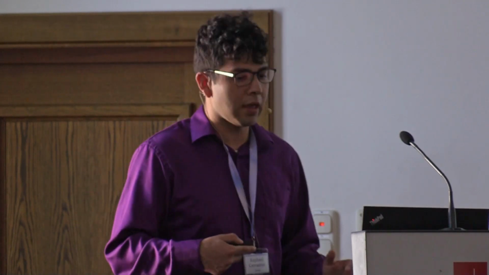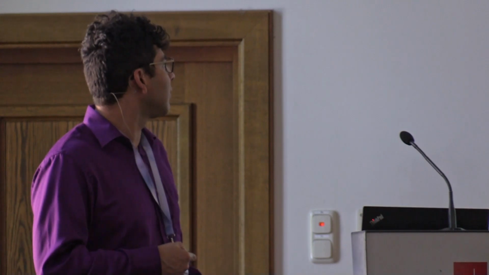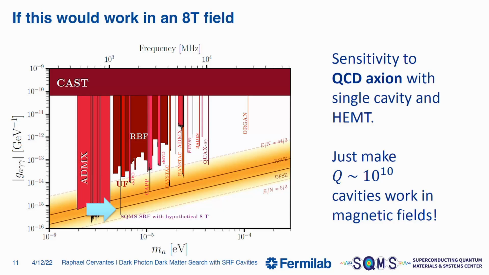Okay, so that said, we're excited about our dark photon search, but a lot of people here care about axions more. So I want to talk about the implications of ultra-high Q cavities for axion searches. Just as a thought experiment, let's take the same experiment, the same data, and pretend there was an 8 Tesla magnetic field. This is the limit that we would have. It's 4 times 10 to the minus 16 GeV^-1 for g_aγγ, which is half of the DFSZ limit. It just crashes through the QCD axion parameter space, and that was just with a single cavity and a HEMT amplifier.